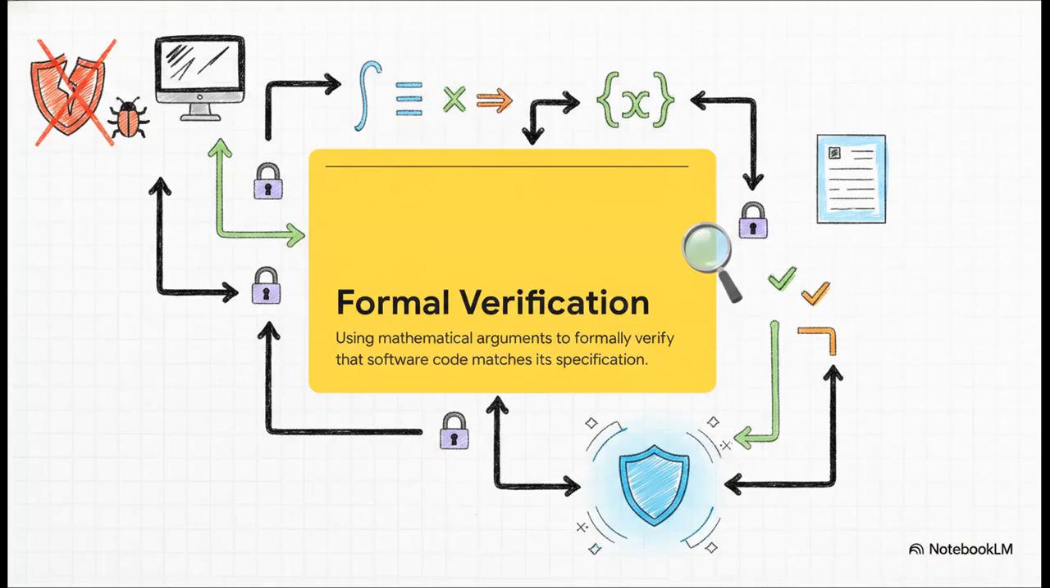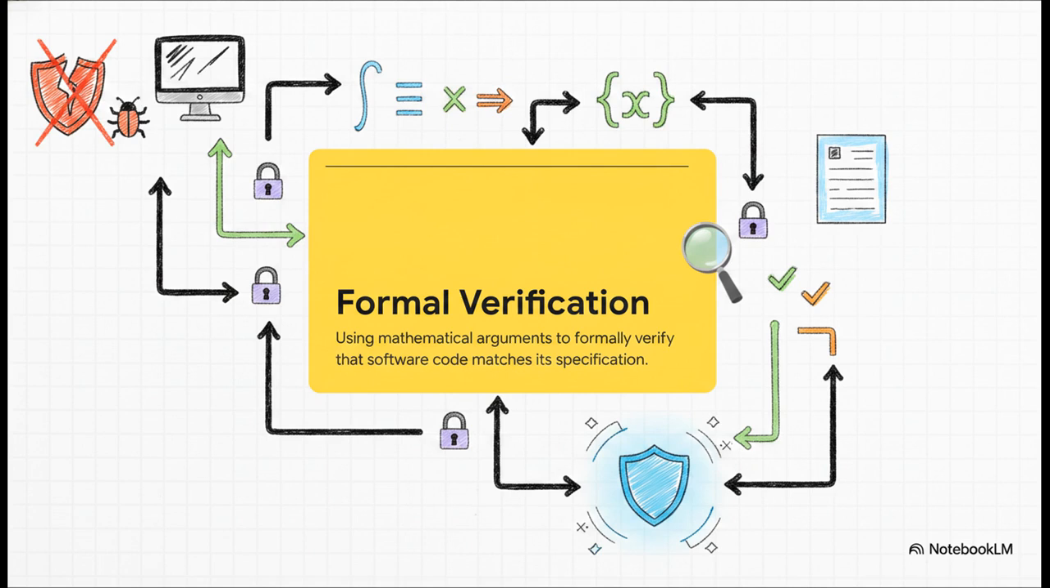Now that we understand the human and legal elements, let's shift gears to the mathematical and automated technical processes used to guarantee safety. To understand formal verification, we have to accept a somewhat harsh truth of software engineering. Testing can never find every single bug. Testing only shows the presence of errors, not their absence.